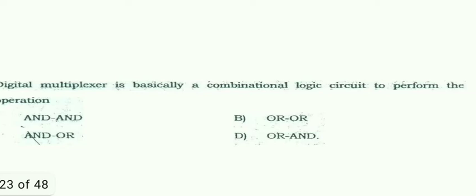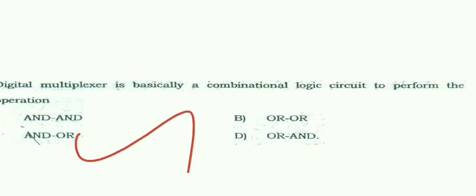Digital multiplexer is basically a combination circuit to perform the operation of AND and OR. This we know clearly. So it is AND and OR.